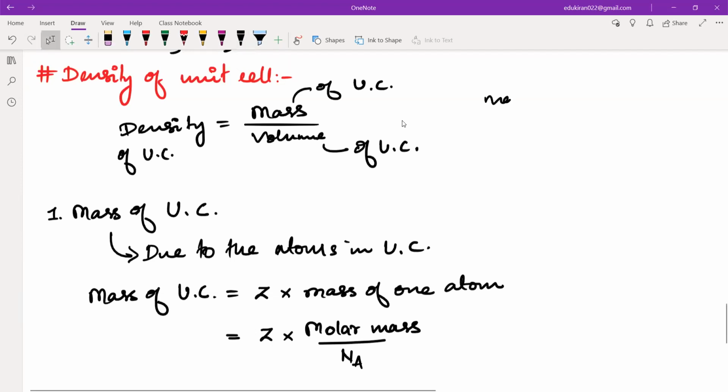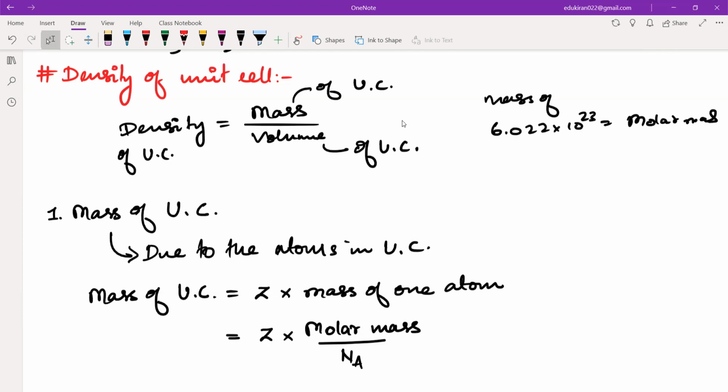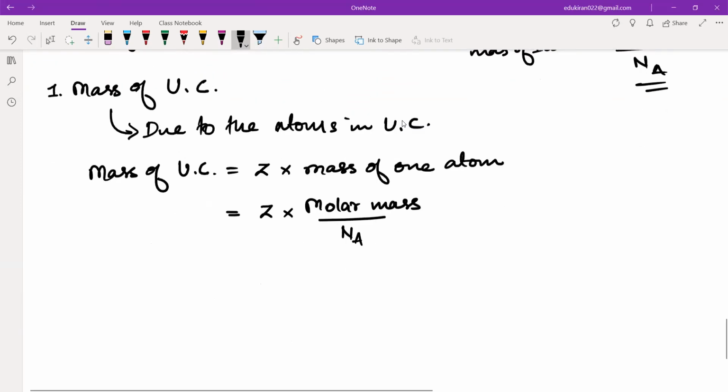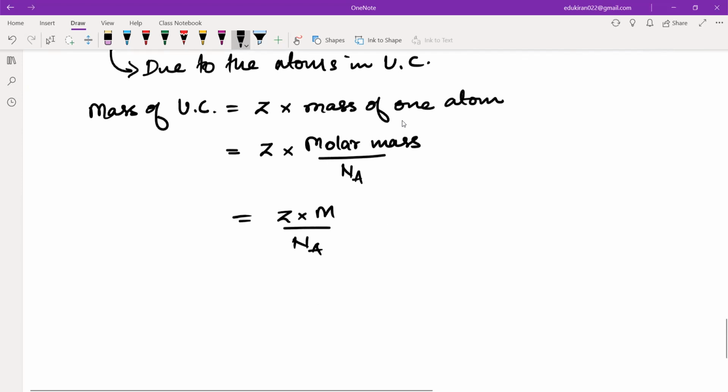You have a mass of 6.022 into 10 to the power 23 atoms, which is the molar mass, correct? 1 mole. So if I need mass of one atom, then I will have to divide the molar mass by this number, correct? Yes or no? M by Na. Yes. Then I will get mass of one atom. So we have mass of unit cell, which is equal to Z into M upon Na. Is that right? Yes or no? Yes. Okay.